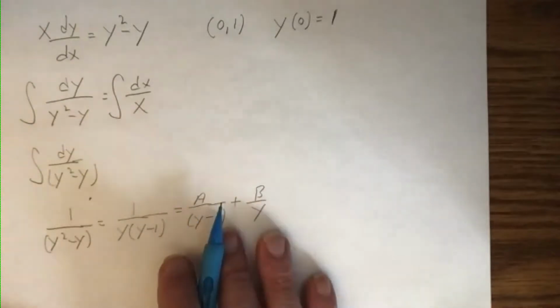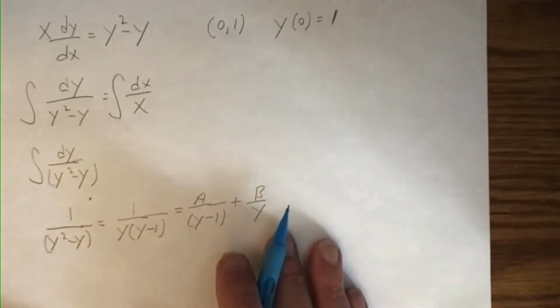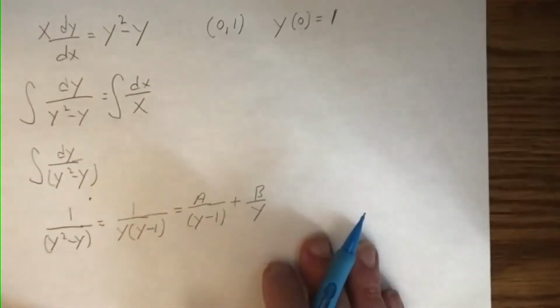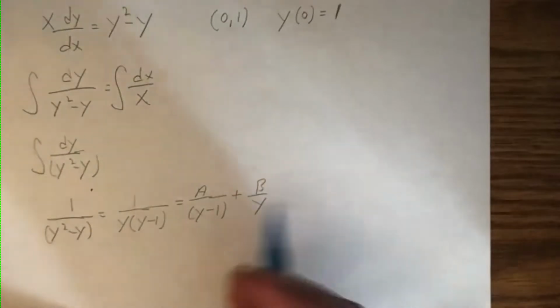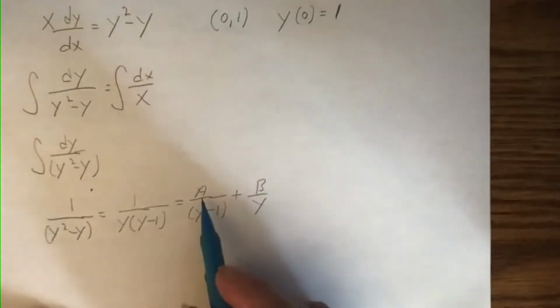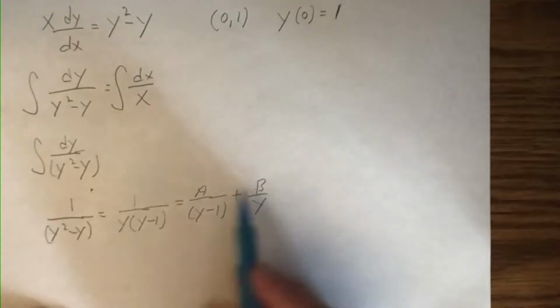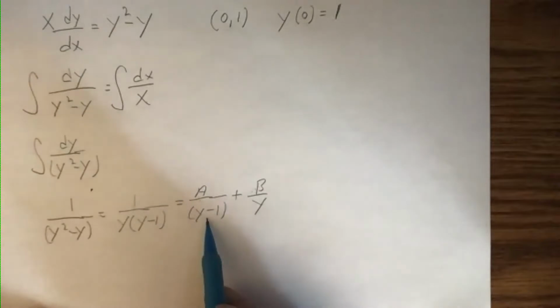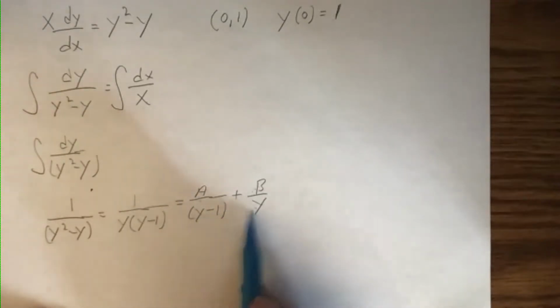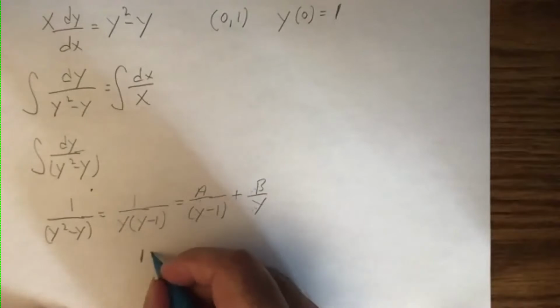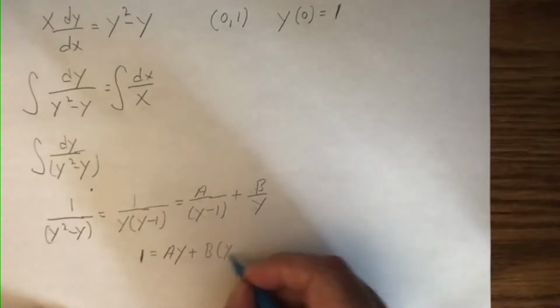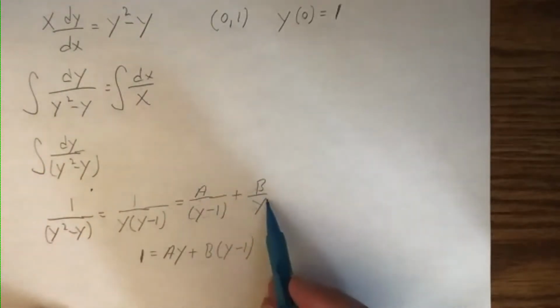By the way, partial fractions decomposition is going to come up a lot when we do Laplace transforms. So here too, I'm making sure that you know how to do the partial fractions decomposition. So how do I find out what A and B are? I factored out the y, and now I break it up into these partial fractions. So this is the same as 1 equals A times y plus B times y minus 1. Hopefully everybody understands that.